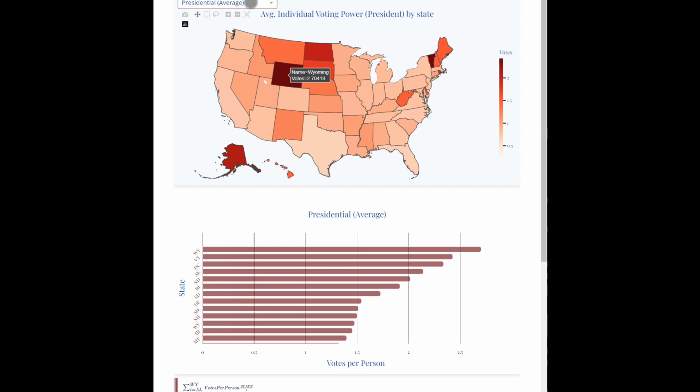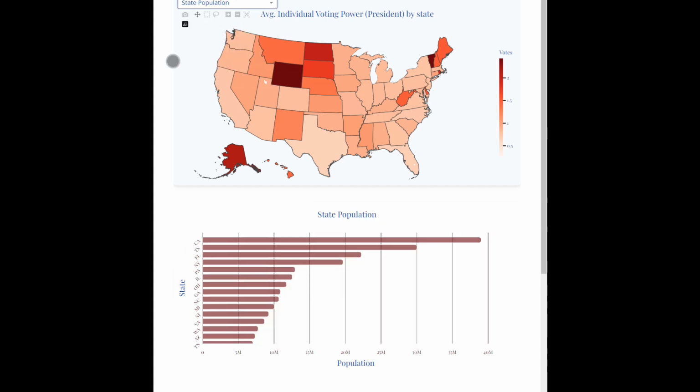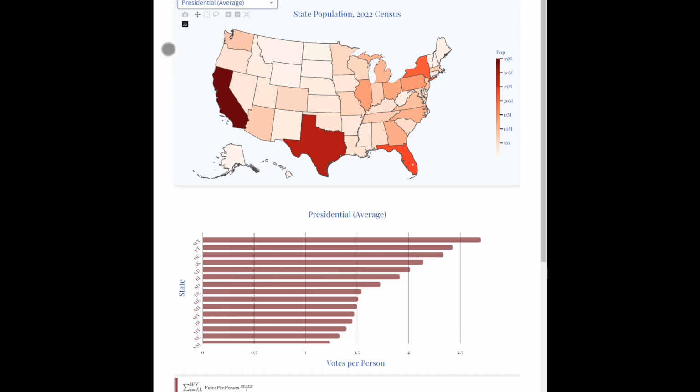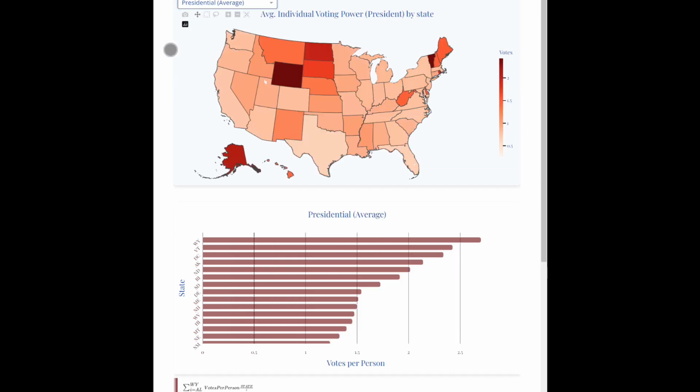Now, one thing to note here is if we compare this map to the state population map, you see that it looks like an inverse. So the states where you see a lot of red on this map are the states where you don't see much red on the state population map.